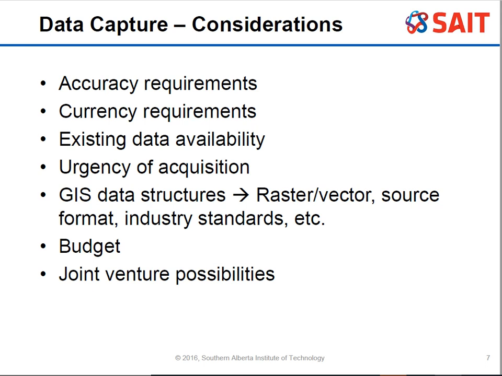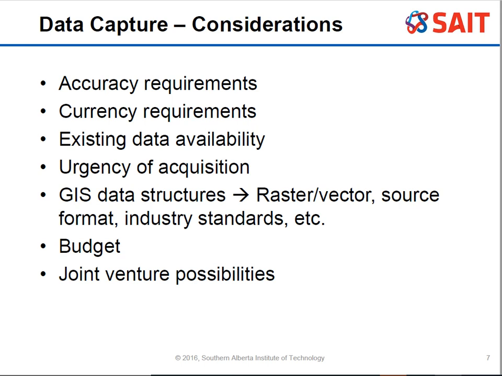So there are some considerations we need to worry about. The first one is accuracy. Again, your client should let you know what accuracy they require before you even go out. Accuracy comes with cost, so the higher the accuracy, the more money it's going to cost. There's also budget to think about. You can also think of currency as how recently the data has been taken.